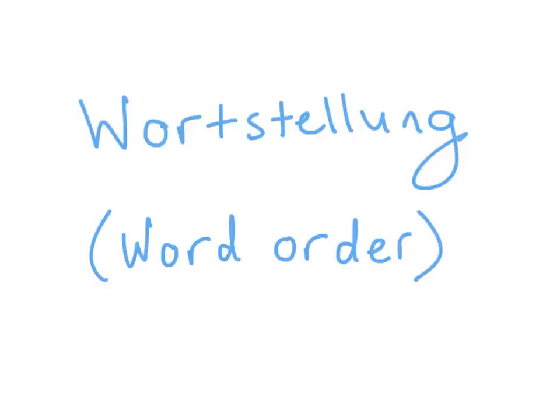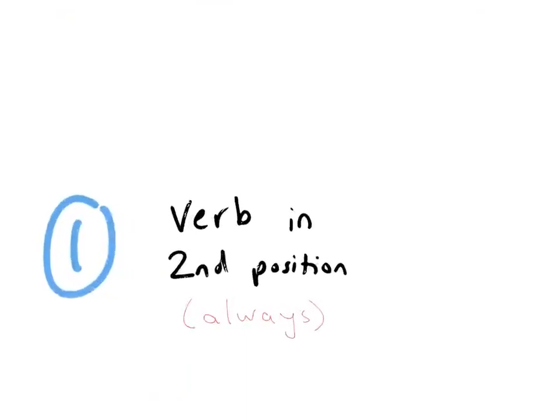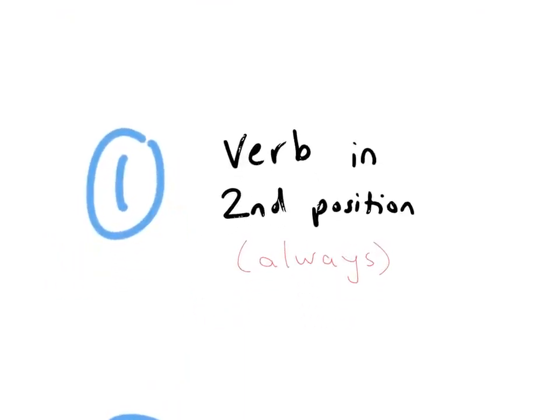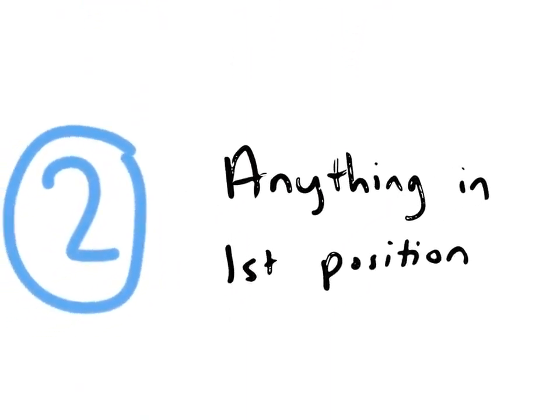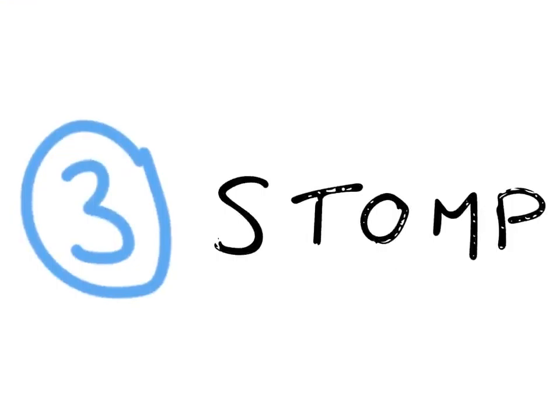Today we're learning about word order in German. For basic sentence statements in German, there are 3 things to remember. First and most important rule is that the verb always goes in second position. Second rule is that anything can go in first position. And the remainder of the sentence must follow the STOMP rule.